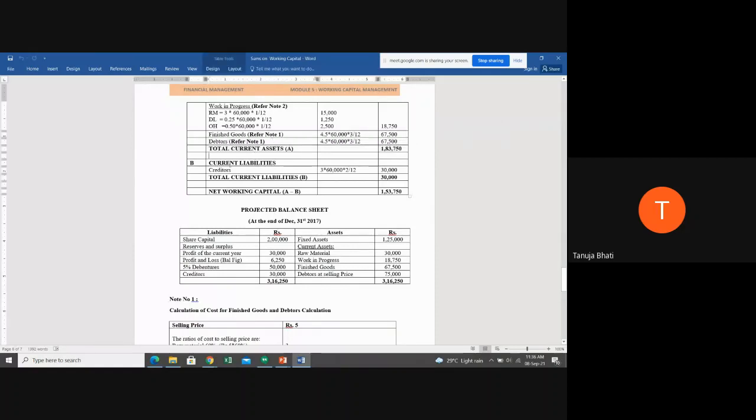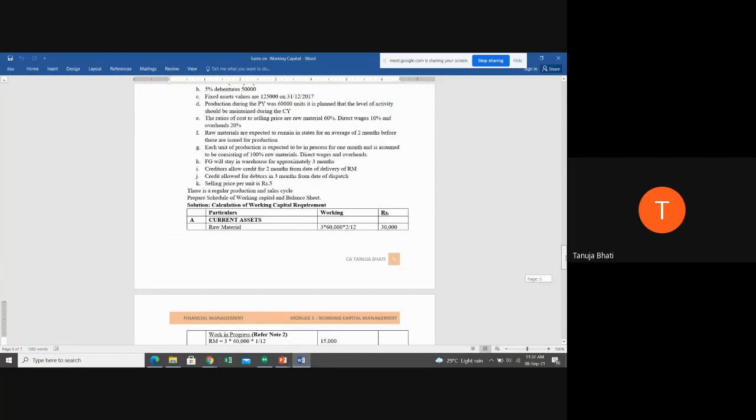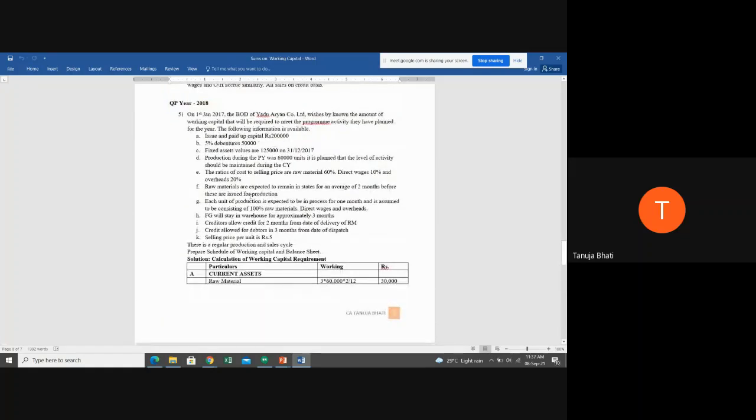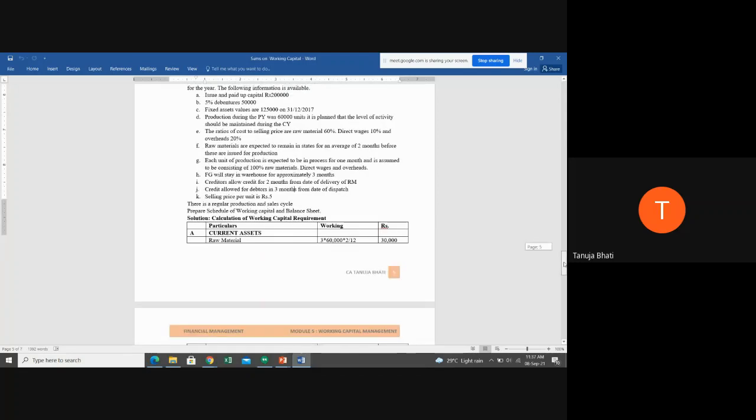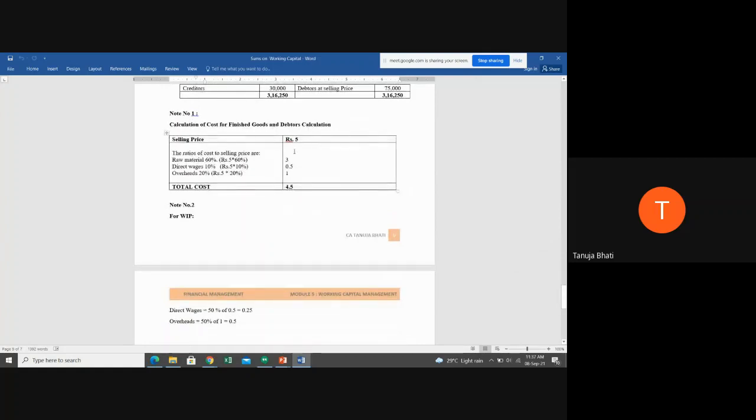Now your current liabilities, you have only creditors. Now, students, what is the price at which I have to value the creditors? At what value should I take the creditors? Yes, students? Your creditors period allowed is 2 months, we know. But at what cost should I take the value of creditors? Can anyone tell me? Based on this working, out of all these values, what should I take as the cost of creditors?